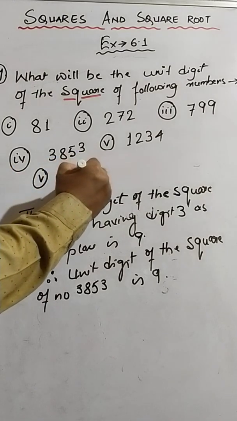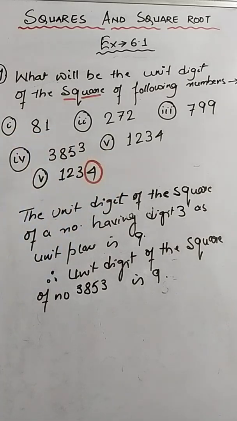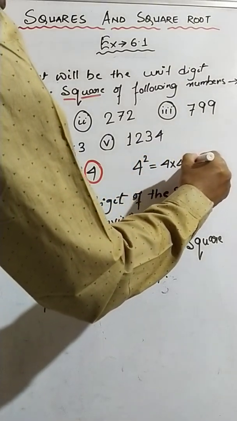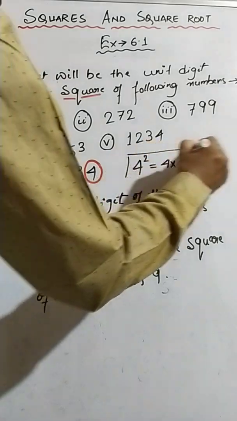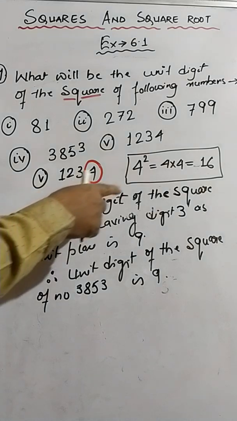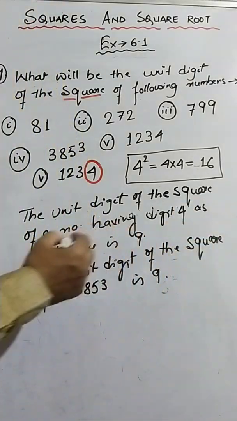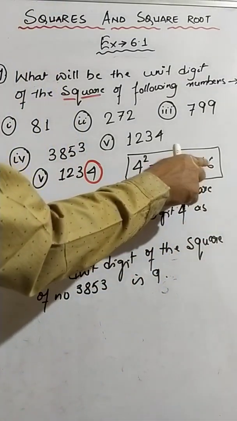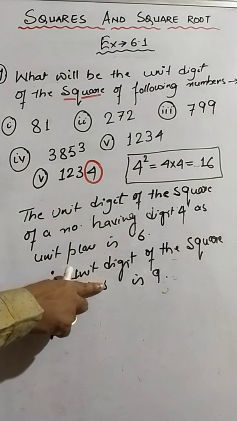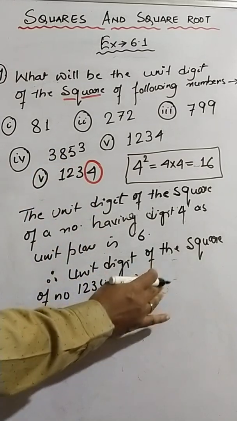1, 2, 3, 4. So what is there in the unit digit, students? We are having 4. Now what is the square of 4? 4 square equals 4 into 4, and that would be 16, isn't it? So what is the unit digit in 16? That is 6. So the unit digit of the square of a number having digit 4 as a unit digit is 6. Absolutely right, 6. So therefore the unit digit of the square of the number 1, 2, 3, 4 would be 6 only.